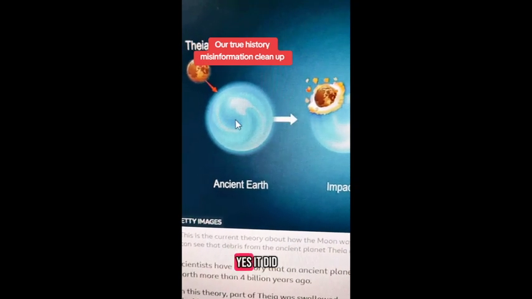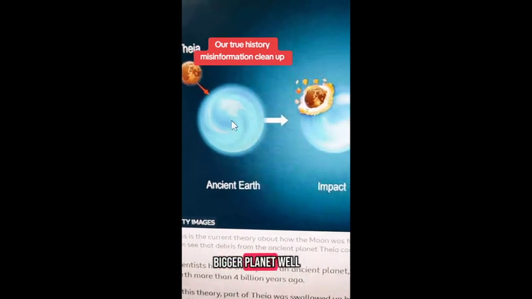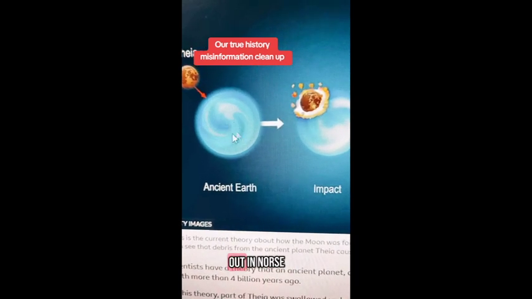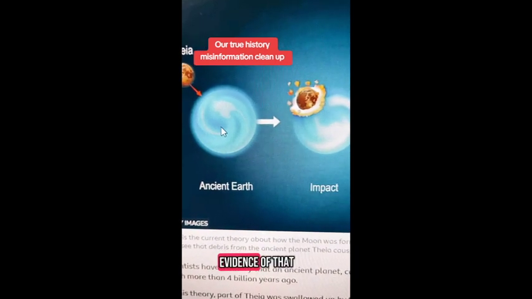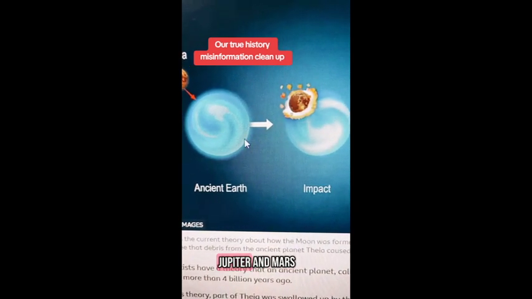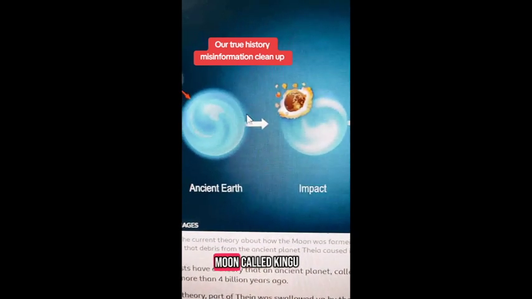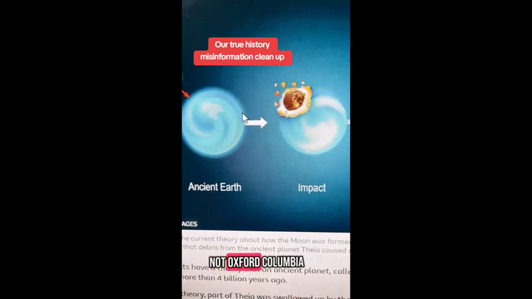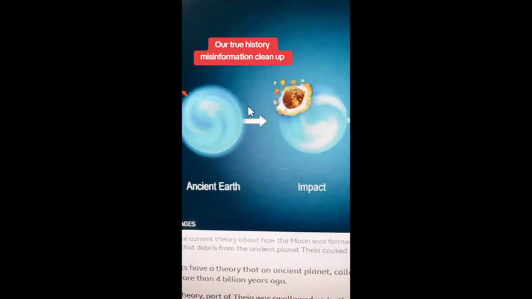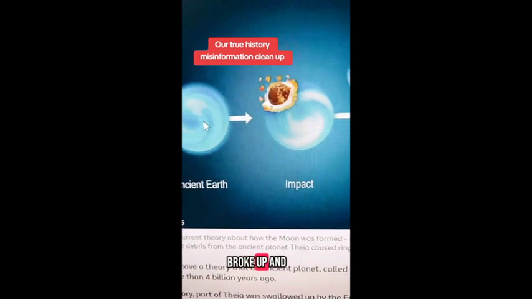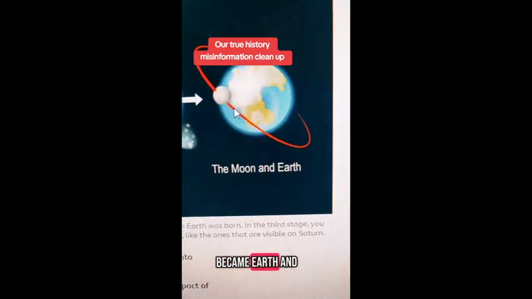So mainstream's right, yes, a planet did hit a bigger planet. Well, technically, that was a huge planet as well. This was called the Frost Giant. I worked that out in Norse. Go watch my amazing videos for evidence of that. And that broke up. Tiamat broke up, became the asteroid belt in between Jupiter and Mars, and its own moon called Kingu, which again you can go look up in Columbia University translations. So Kingu and part of Tiamat broke up and became Earth, and our moon Kingu was the moon of Tiamat.